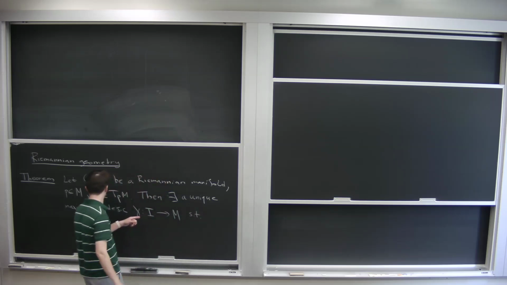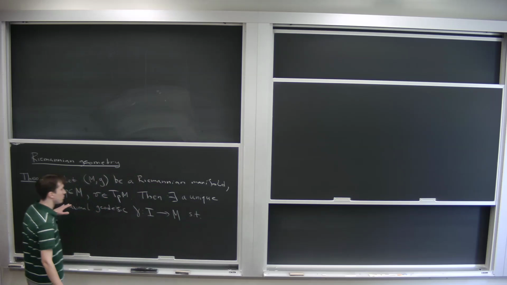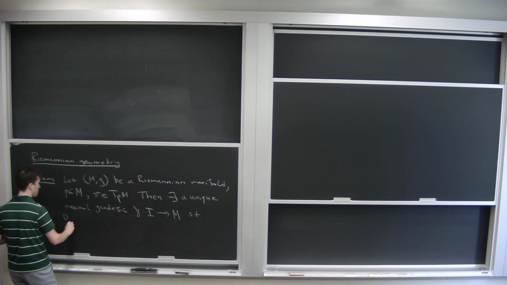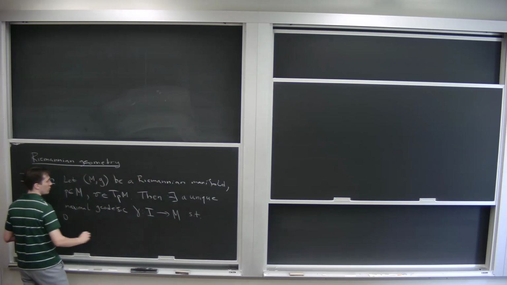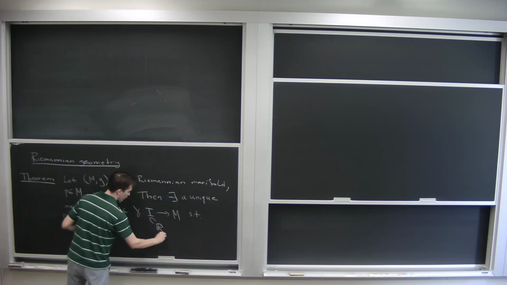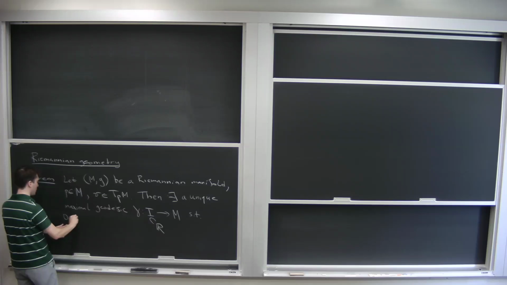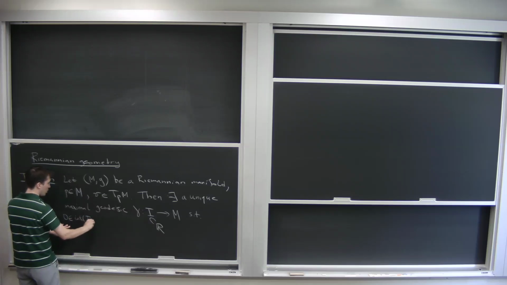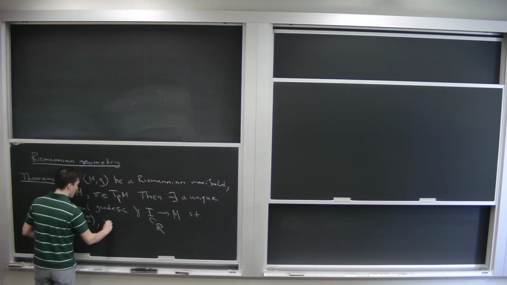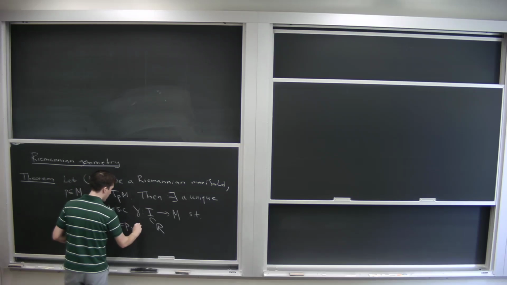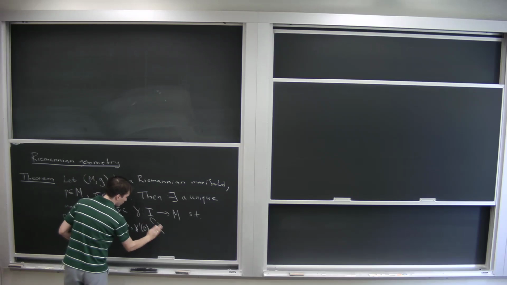such that zero is an interior point. So zero is definitely a subinterval of R, right? Some interval in R. Zero is an interior point of I, just in case. Gamma of zero is p, and gamma prime of zero is v.